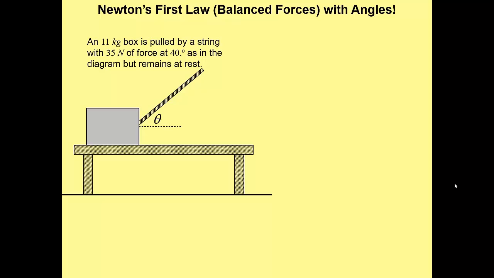We have an 11 kilogram box which is being pulled on by a string. It's being pulled with a force of 35 newtons at 40 degrees. So this angle theta here is 40 degrees. But it remains at rest. So you pull on the box with the string, but it doesn't go anywhere. Could happen, right? Box sitting on a table here. Okay, does everybody understand the problem?